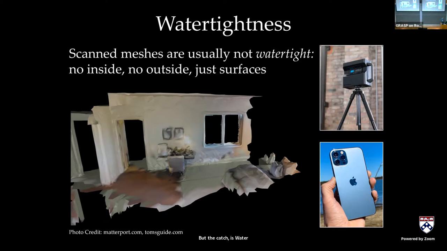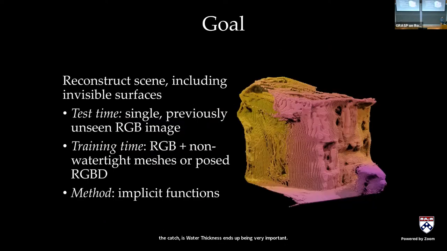So the goal that we tried to solve was to reconstruct scenes, including invisible surfaces. At test time, we have an image we've never seen before, and it's a single ordinary image, such as the one off your phone. At training time, we're going to have access to RGB images as well as non-watertight meshes. Or we also have a method which is under submission where you can just handle posed RGBD images. So basically just a bunch of random scans from a LiDAR, for example, where we know the relative positioning. And the method here is going to be implicit functions because these have enabled great performance gains.